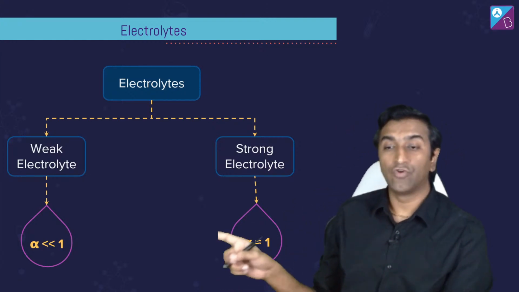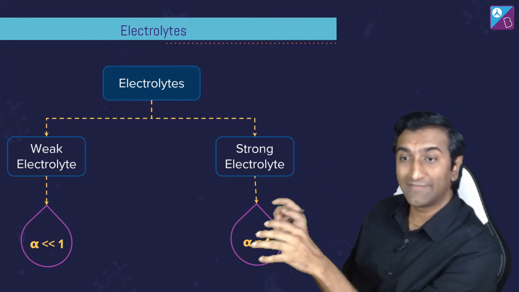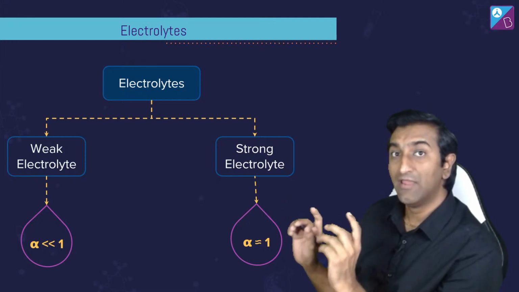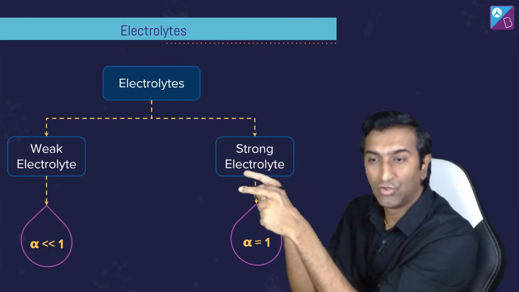Now our focus is going to be on the far away part, which is weak electrolytes, where alpha is much less than 1. Alpha equal to 1, that's a strong electrolyte. उसके बारे में हम लोग ज्यादा बात नहीं करेंगे because our goal is on equilibrium concepts, right? And that will be most applicable to weak electrolytes.